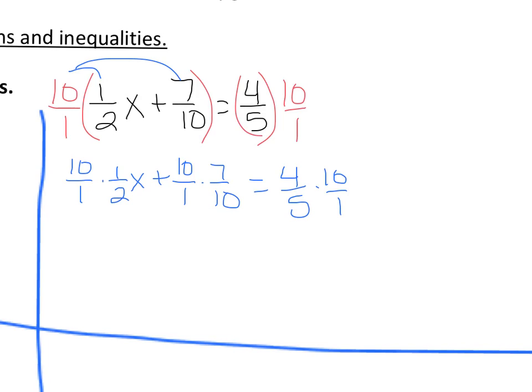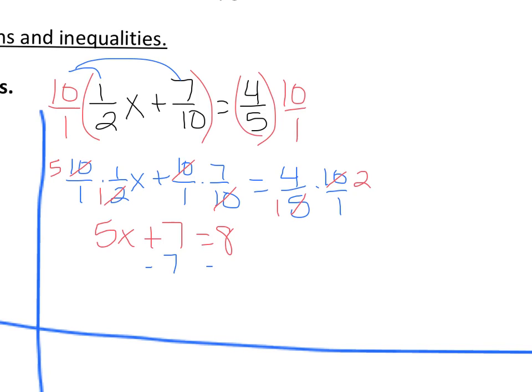Okay, now I have some fractions to simplify. That first term, I can divide out a 2 from both of those numbers. I end up with 5 times 1 times x, which ends up being 5x. And for my second term, I notice I can divide out a 10. Those are going to cancel out, and I'm just left with plus 7. On the right-hand side, I can divide out a 5. So I end up with 4 times 2, which gives me 8. There are no fractions left, so now I can go ahead and solve my two-step equation.